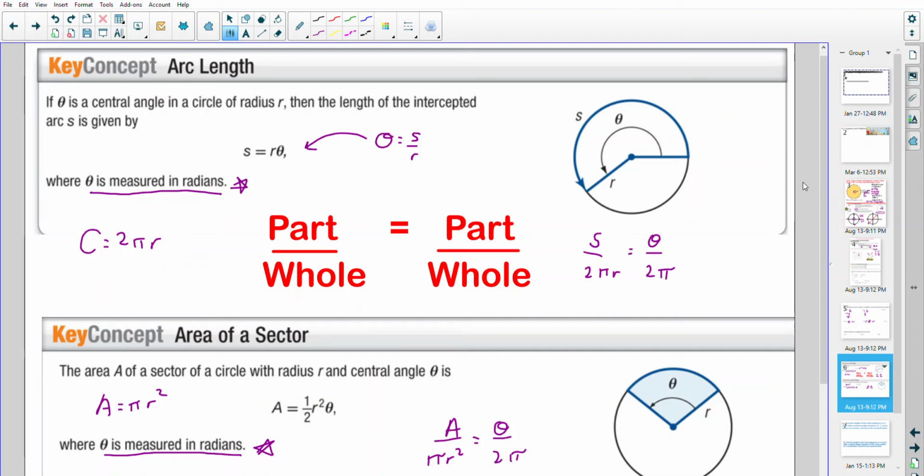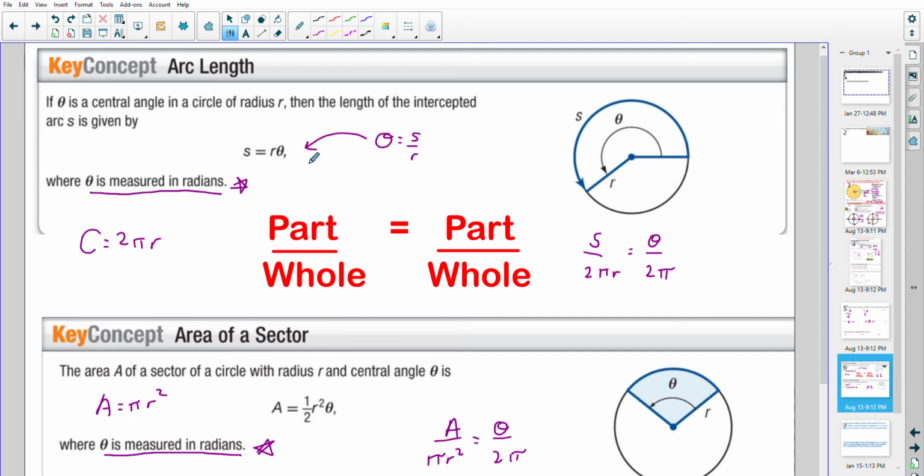To determine the arc length and the area of a sector, you can do it in two different ways. One is to use a formula, and the other is to think of it as part over whole equals part over whole. Now, when you use these formulas, you have to remember that theta has to be in radians, not degrees. It will not give you the correct answer if it is in degrees. So you take a risk with it.